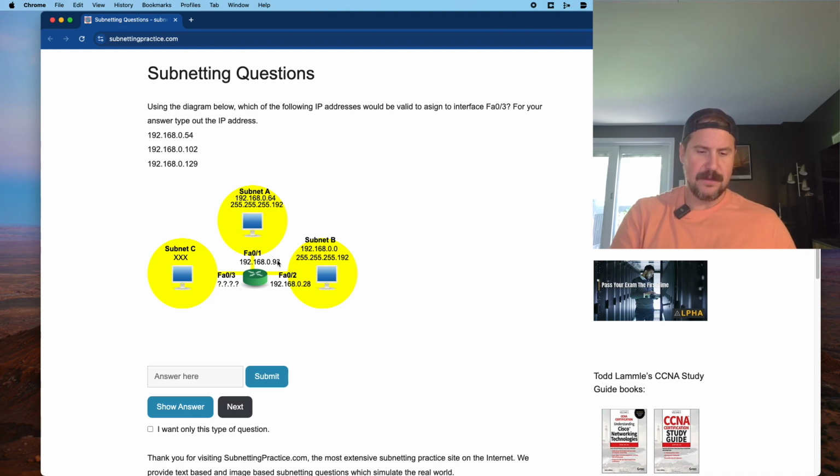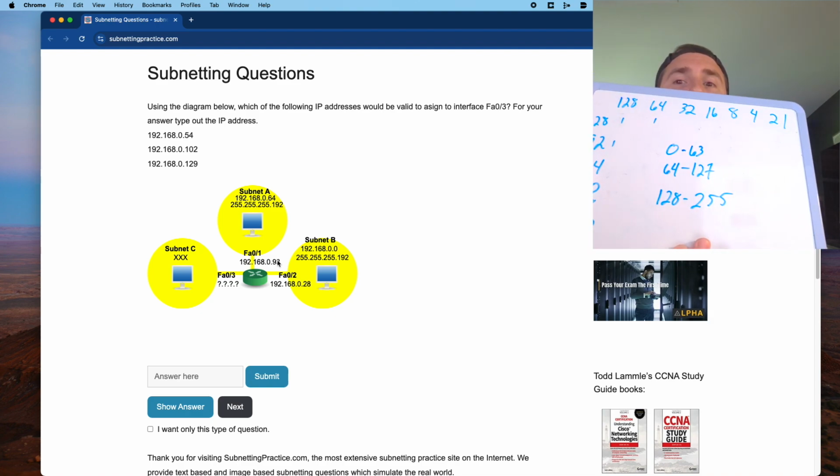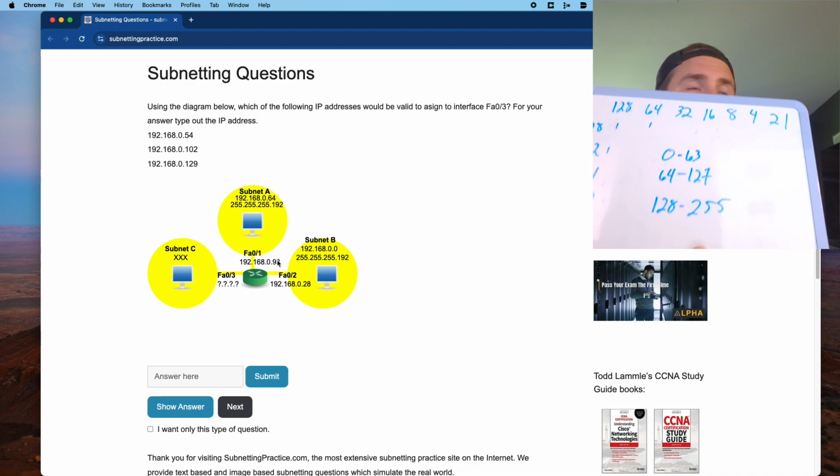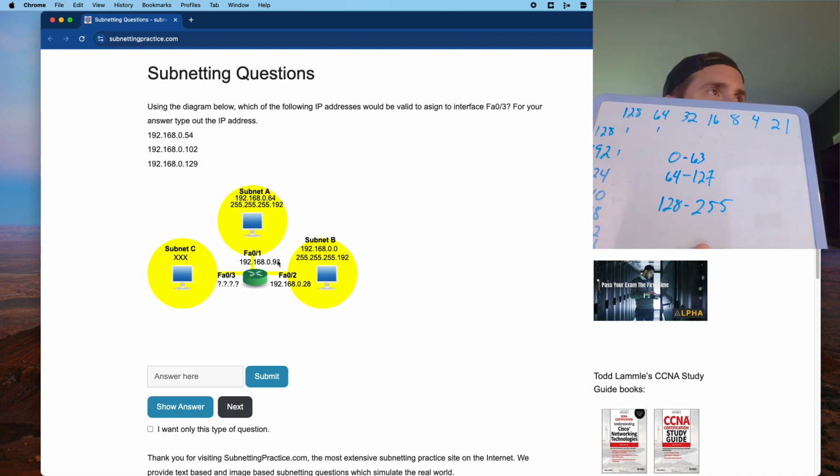So we know that 0 to 63 is all used up. 64 to 127 is all used up. And we're not moving into a different octet because we're already in the fourth octet. So that means the remaining space is from 128 to 255. So 0 to 63 is used up by subnet B. 64 to 127 is used up by subnet A, leaving 128 to the end.